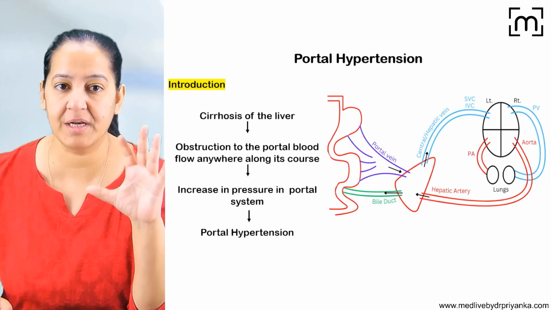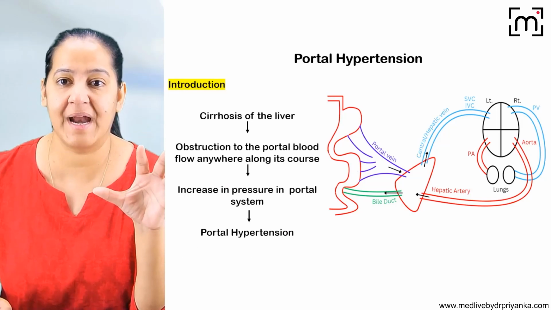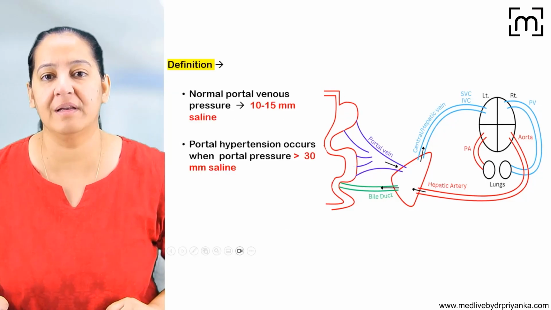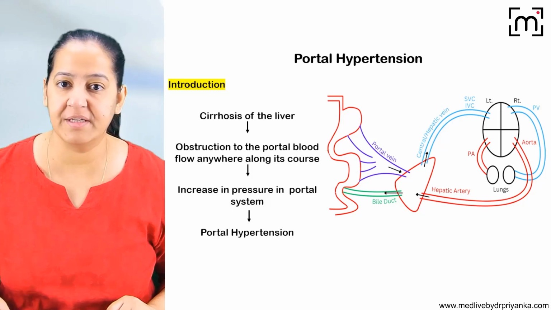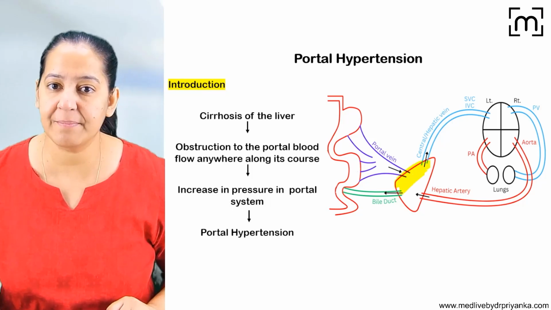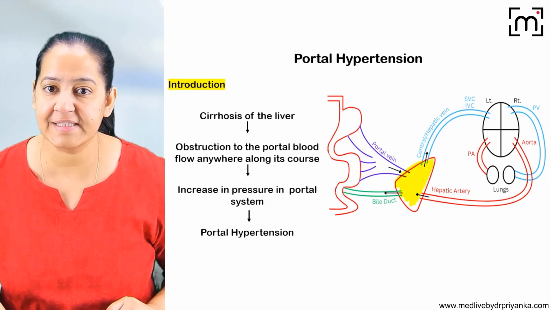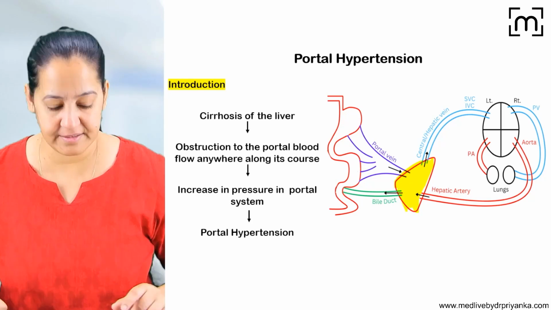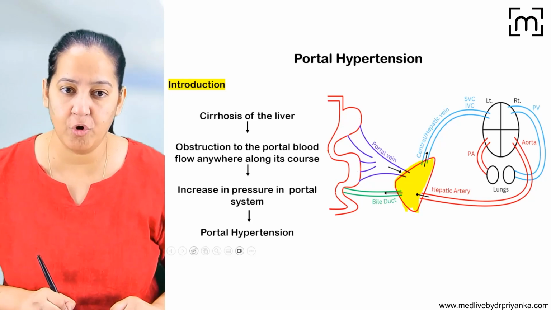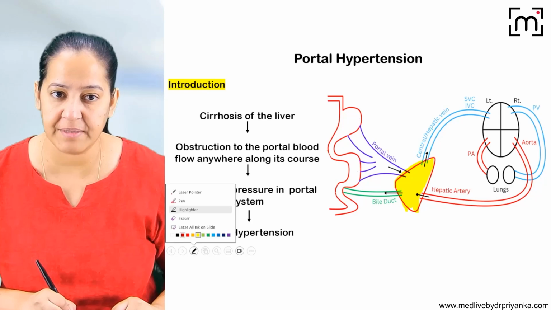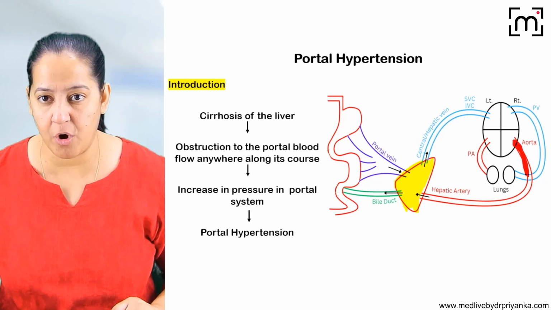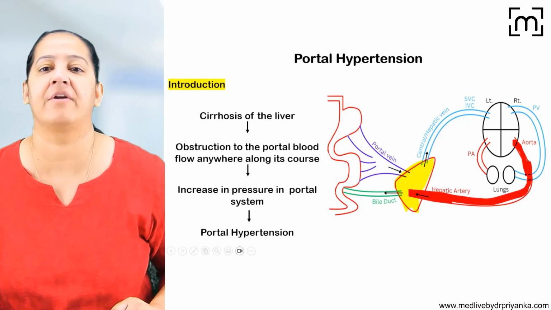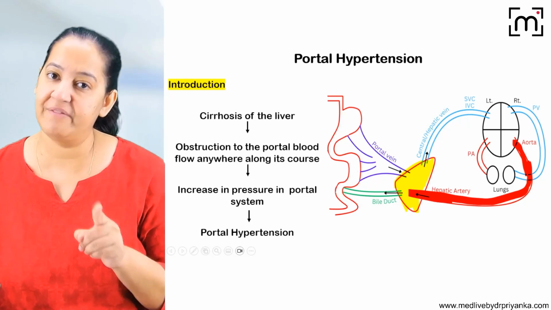For understanding portal hypertension, you must understand the dual blood supply of the liver. You can see the dual blood supply of the liver here. This is the liver. What do you mean by dual blood supply? All the organs get pure, oxygenated blood from the left side of the heart, from the aorta. So the liver also receives oxygenated blood from the aorta via the hepatic artery. So the first blood supply of the liver is the hepatic artery.